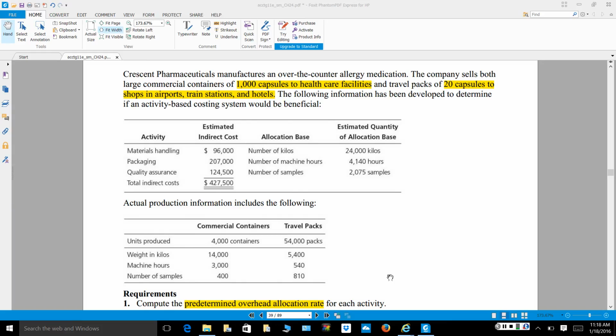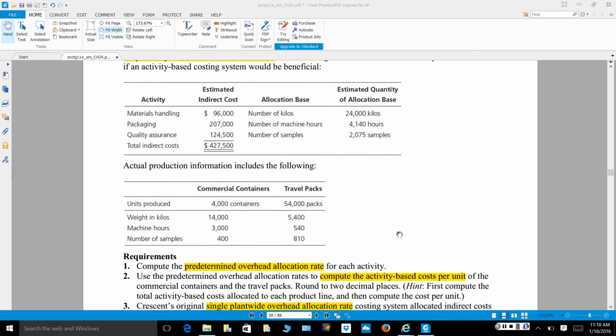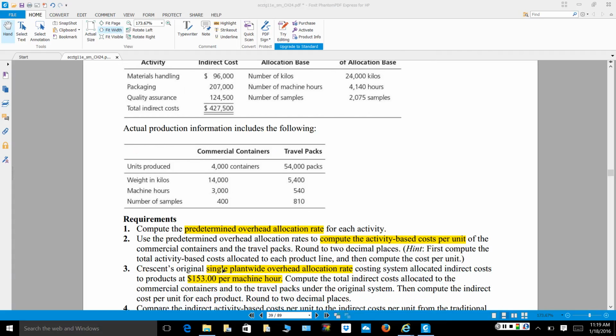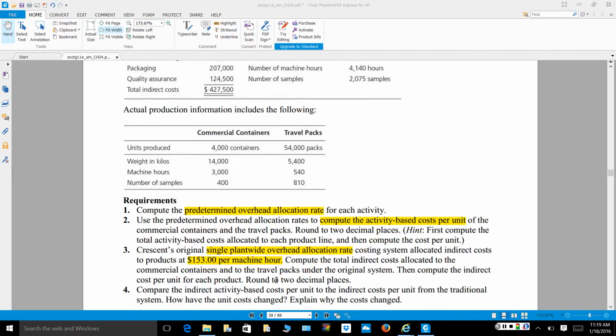Okay, so if we follow through with our assignment here, it asks us to calculate the predetermined overhead rate for each activity, materials, packaging, and quality assurance. And then it asks us to compute the activity-based cost per unit for each of these different products. Then we will look at our overhead allocation rate using a single plant-wide overhead allocation rate of $153 per machine hour. So once we've done those calculations, we'll take a look at how our price per unit actually varies depending on the method of allocation that we're using for overhead.